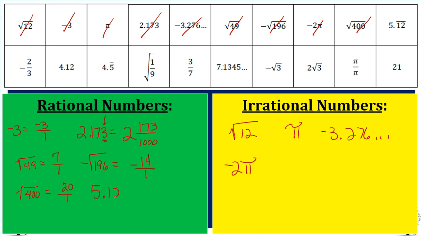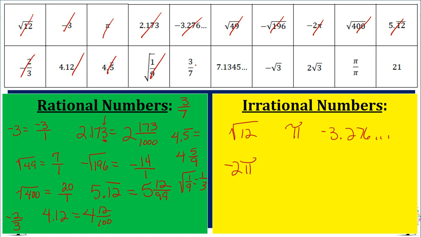5.12 repeating is rational. We can say this is 5 and 12 over 99. -2/3 is already in its rational form. It's a ratio. We have 4.12, which is 4 and 12 hundredths. We have 4.5 repeating, which is 4 and 5/9. We have the square root of 1/9. The square root of 1 is 1, and the square root of 9 is 3.